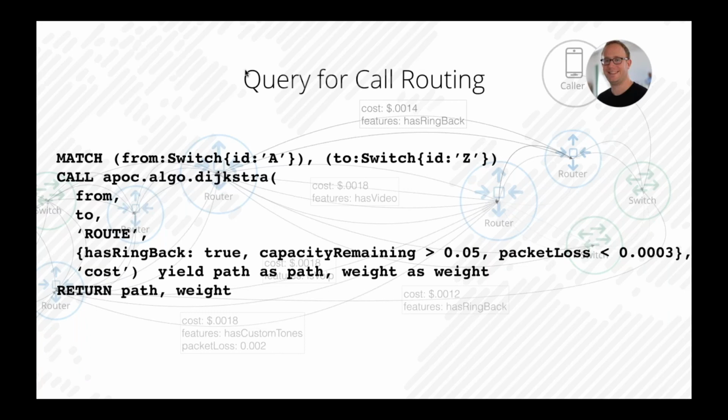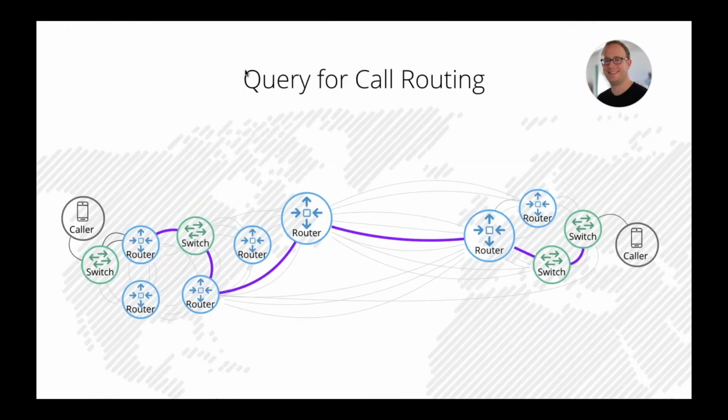So after we run this query, we basically get the results, which is a set of routes, or one route in this case, but it could be a set of routes that are used for redundancy and passed on to our routing system to make that decision about what the final route should be. But we know in this case the purple highlighted route is our least cost route between those two switches that serve those callers, and we know that route supports the feature that we're looking for, has the amount of packet loss that we're comfortable with, and has the capacity that we need to make our call.